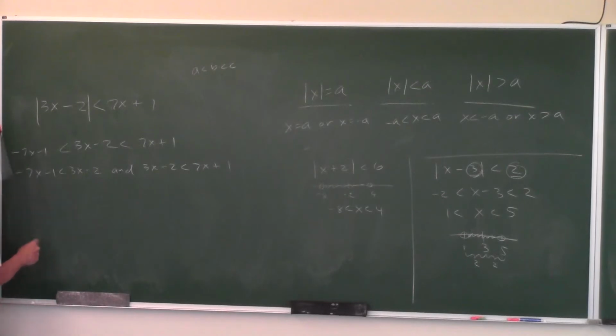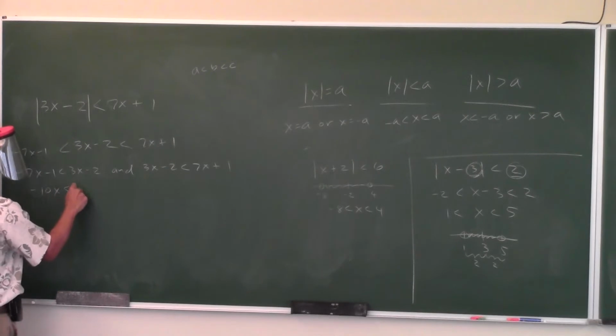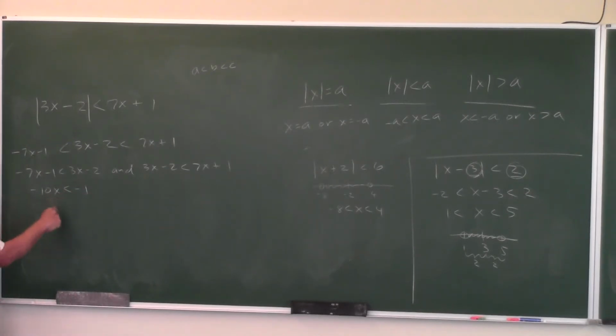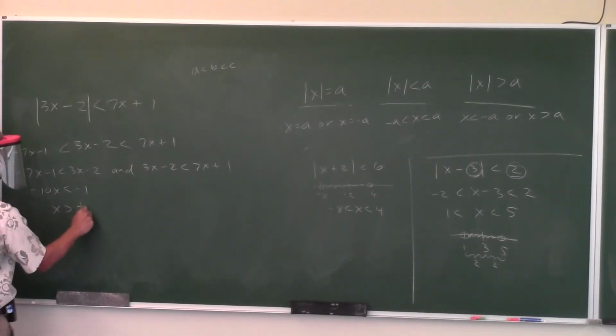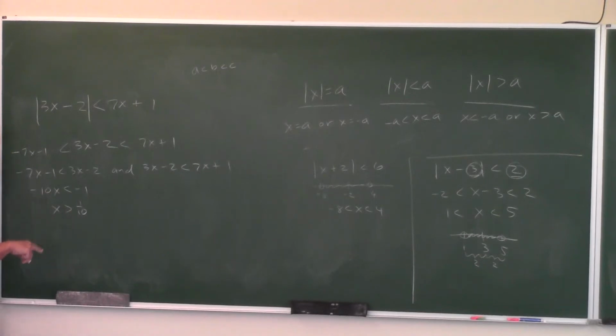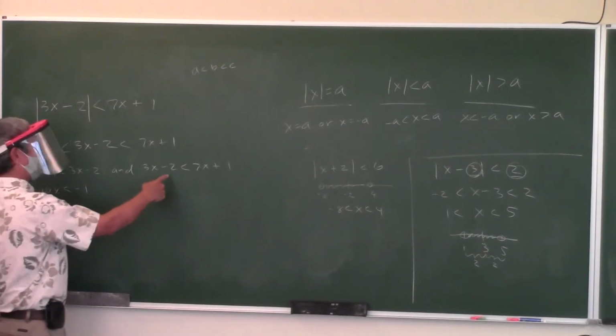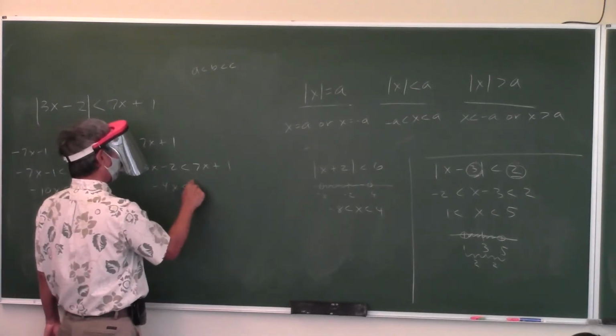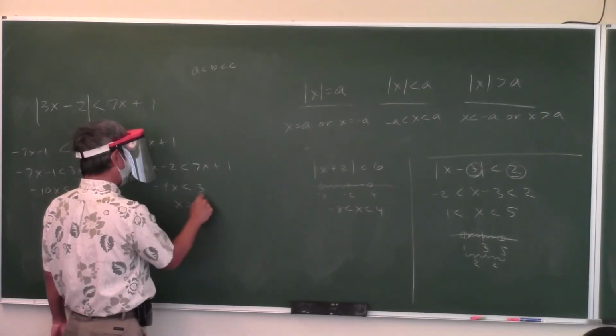Okay, so solve this one. Now, I don't know about you, but I like to put the x's on the left. As long as you're not bothered by it, I just like to put the x's on the left for some reason. Divide by negative 10, so x is greater than 1/10. Remember, when you divide by a negative number, you got to switch the inequality sign. Okay, so solve this one. Negative 4x and 3. X is greater than negative 3/4.